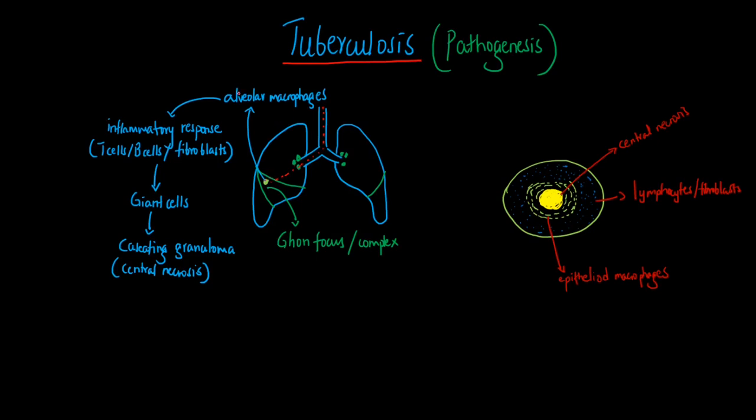It will then reach the alveolus, and over here the alveolar macrophages are going to be invaded by the bacillus, and this will trigger an inflammatory response. This comprises T cells, B cells, and fibroblasts, and at this point the accumulation of all these cells is referred to as a granuloma. You'll also have T cells secreting cytokines, which activate more macrophages.